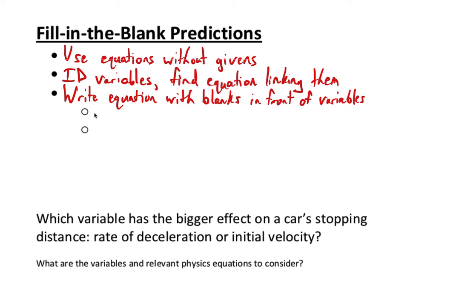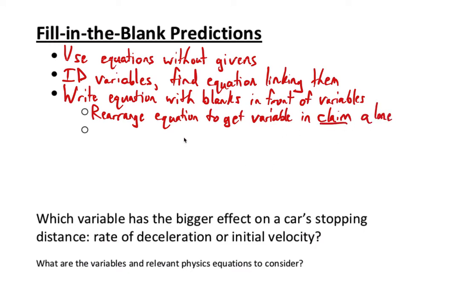Couple things. It would be smart to rearrange the equation to get the variable in your claim, the one you're making a claim about, alone. So if I want to say that speed will double or triple, or that distance, or any other variable, the variable I'm making a claim about, get that one alone in the equation.